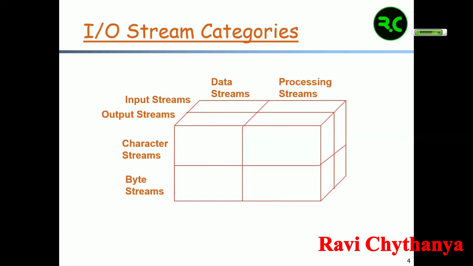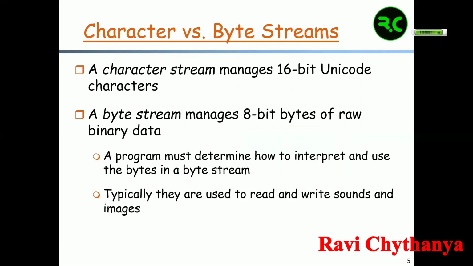So like this, I can categorize my streams into 6 different types, and each type is going to depend on the others to make my stream a perfect stream. So this is about the IO stream categories, and the character versus byte streams.